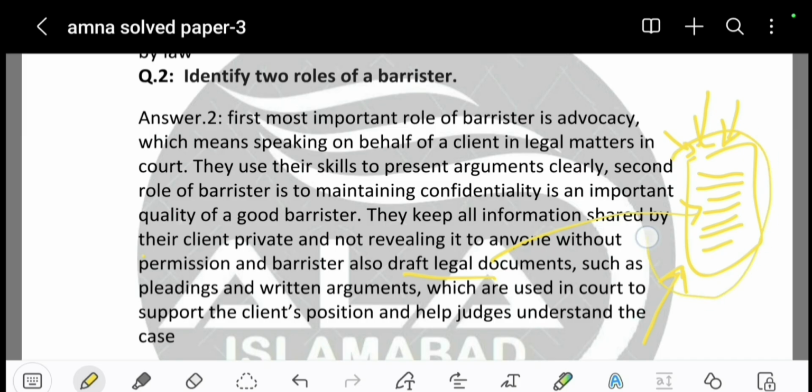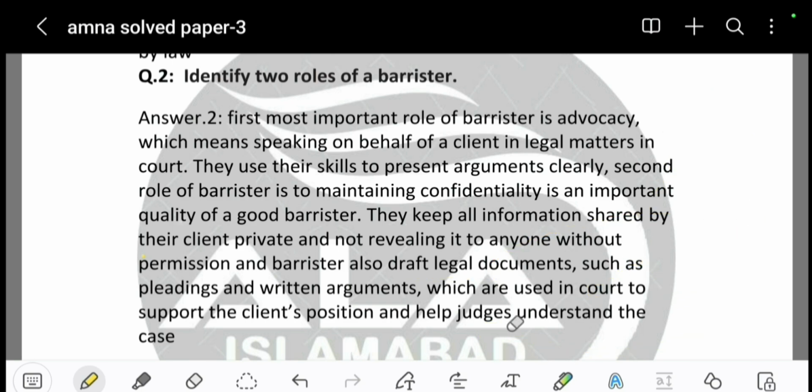So this will be called a draft, and this draft will go straight to the judge as well, and to the opposite lawyer as well. That will help the lawyer as well as the judge to understand the case of their clients. These are the basic main roles that had been discussed here.